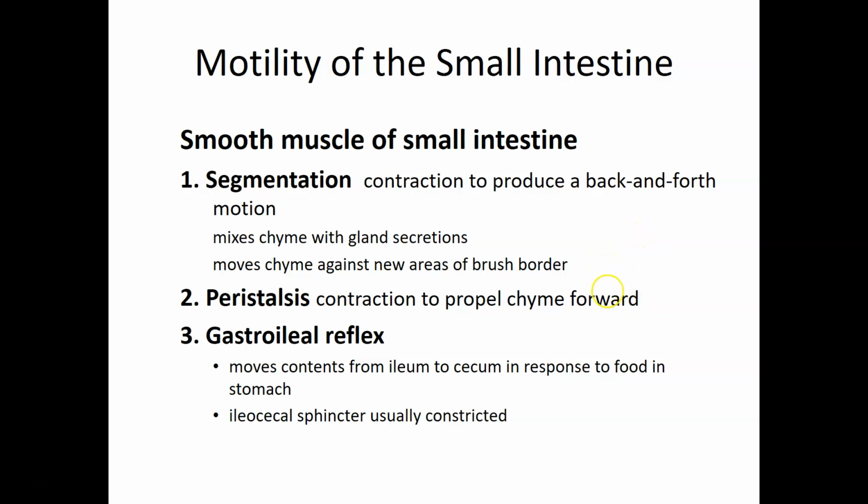So I'm going to end this video here. Next video covers the large intestine.